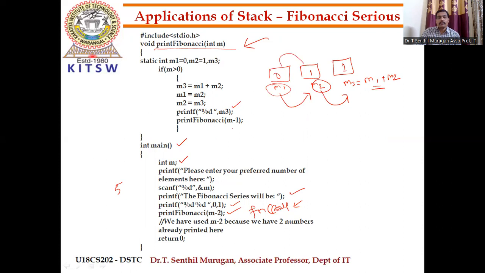After that, printFibonacci(m minus 1). Again, this same function will be called with the m minus 1 value, so one value will be reduced, Fibonacci 2. The next value will come. The second time it will come here and again calculate. So how many terms are there? Total terms we need are 5, so up to 5 terms it will be calculated.